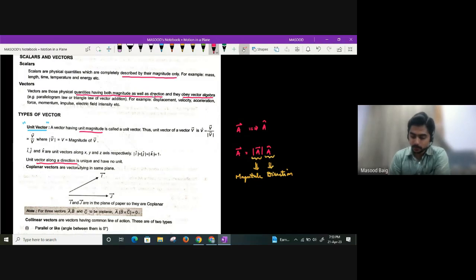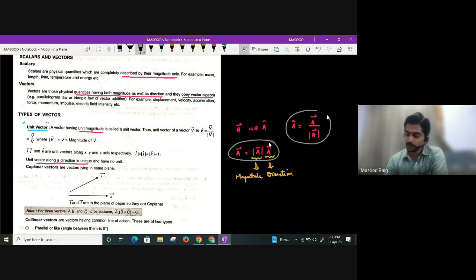As you can see, the unit vector along a direction is always unique. How can I represent the unit vector? A cap can be represented as a bar divided by magnitude of a. It's a very important case again. Any vector can be represented as magnitude of a into a cap, and a cap is a bar divided by magnitude of a. I cap will be 1 unit along the x-axis, j cap will be 1 unit along the y-axis, and k cap will be 1 unit along the z-axis. Clear, all of you? Yes or no? What is the meaning of plane, you have understood?